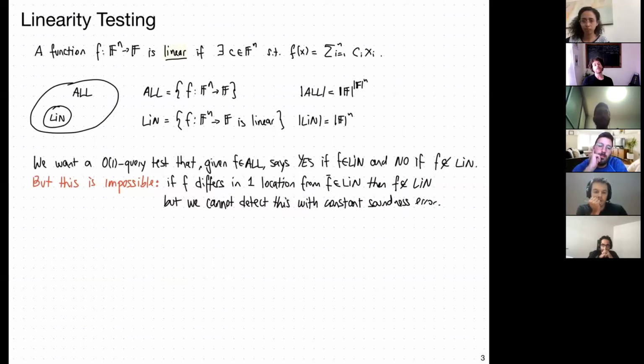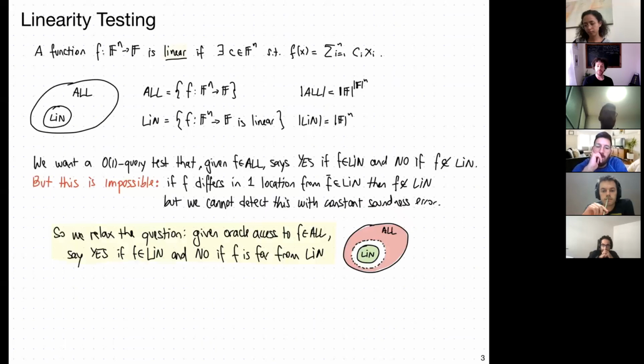Because what happens if you have a function? And again, the thing about the function, you're given this truth table. So you're allowed to query it, you give an x and you get back f of x. So it could be the case that you have a function which is completely linear, and then you just chose one bad place where you flip the value. So it's a linear function except in one place. And then you can never find it unless you query the entire thing.